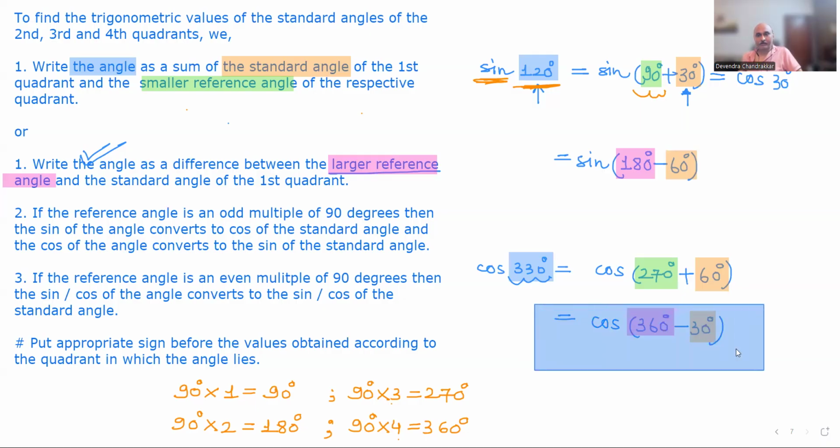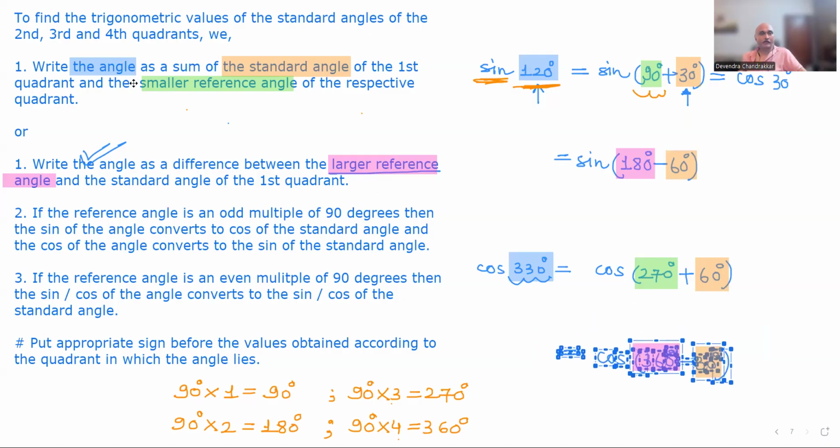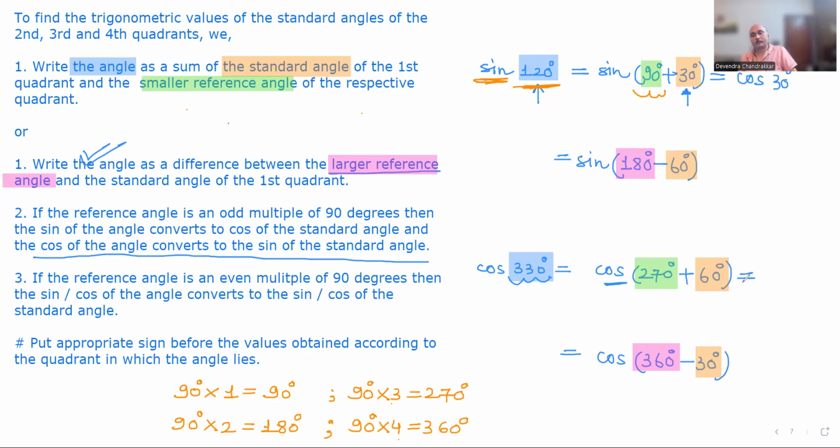What about this one? Can you see cos 270? 270 is an odd multiple. All of you, can you see this? The cos 270 part. So this will convert to, the cos of the angle converts to sine of the standard angle. So cos will convert to sine 60, right? I hope all of you understood this.